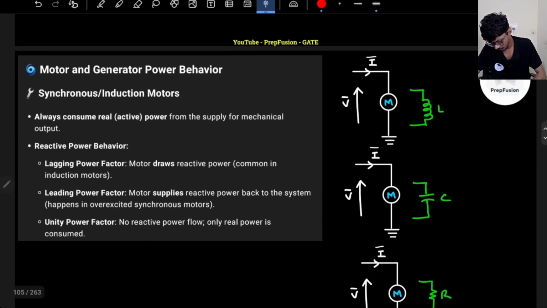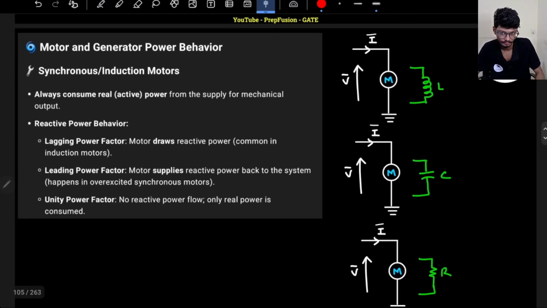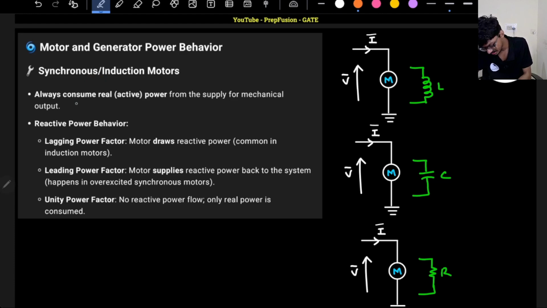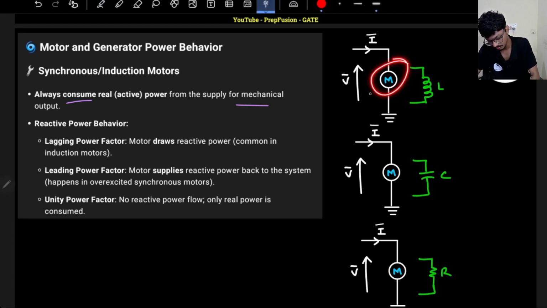Okay, so now let's come to the motor. A motor will always consume real power, no matter what. Why will it always consume real power? Because it has to provide some mechanical output, like rotating an object. It has to do some real work, like your fan and all those things. It will always consume active power, so there will be some resistive component here, no matter what.